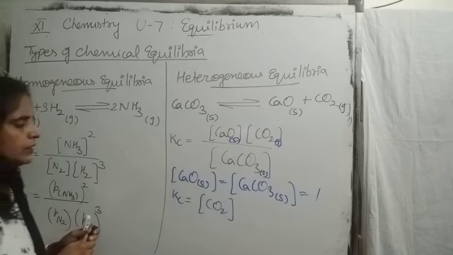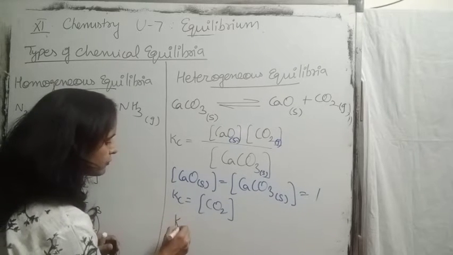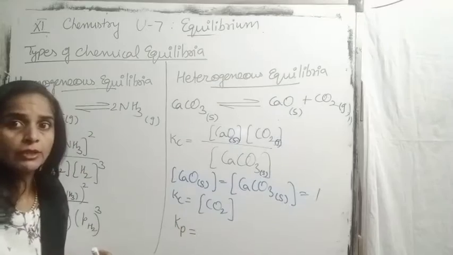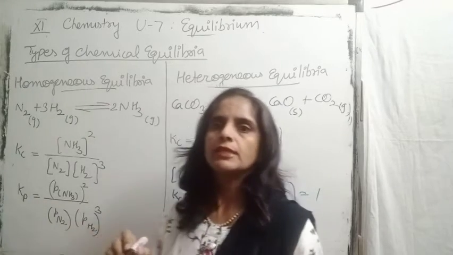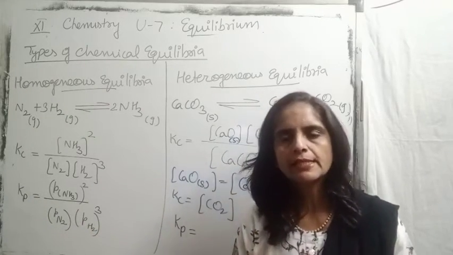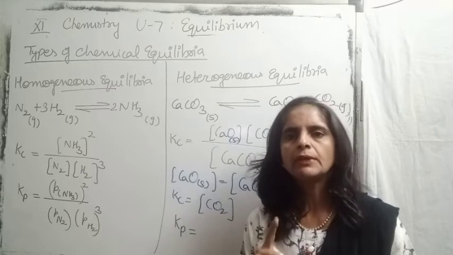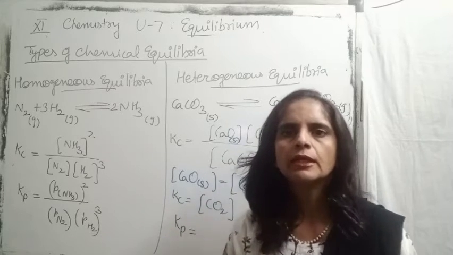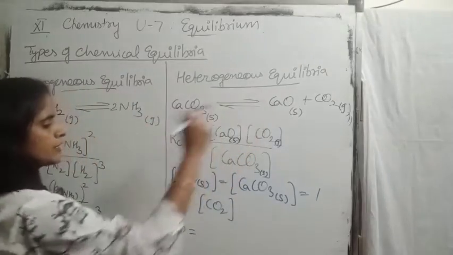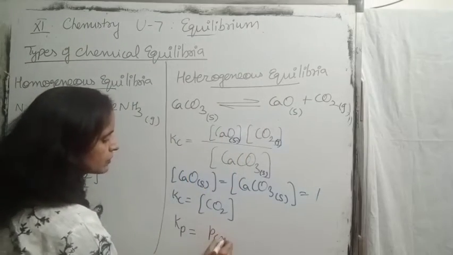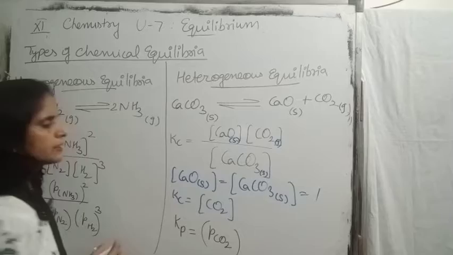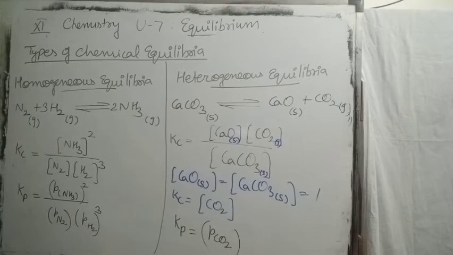Now for Kp, Kp is only written for the gaseous state because we know solids and liquids are almost incompressible. That's why Kp is only expressed for the gaseous state. That is only CO2, so pressure of CO2. This is the expression for Kp.